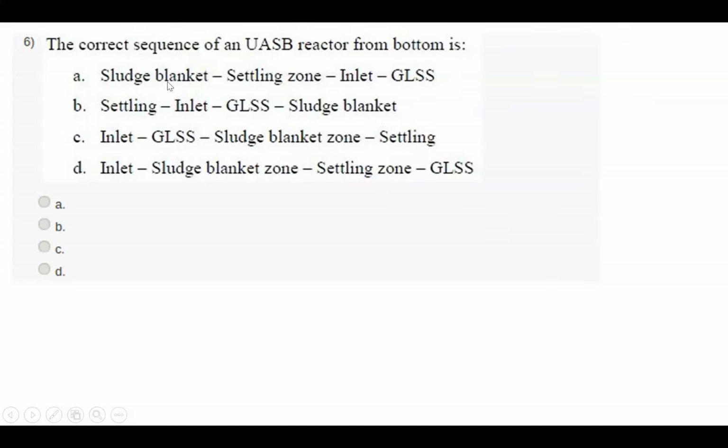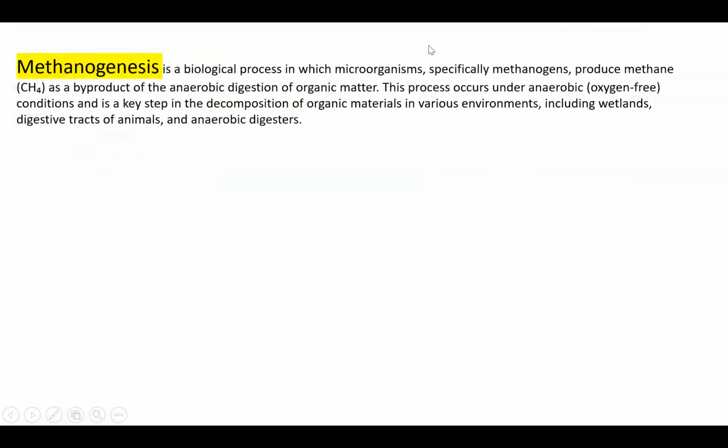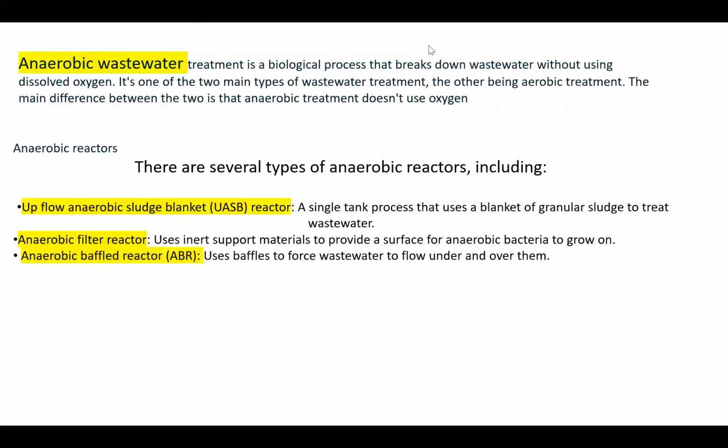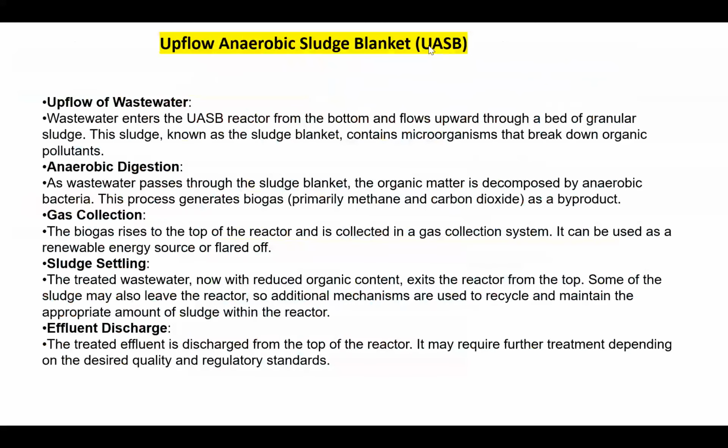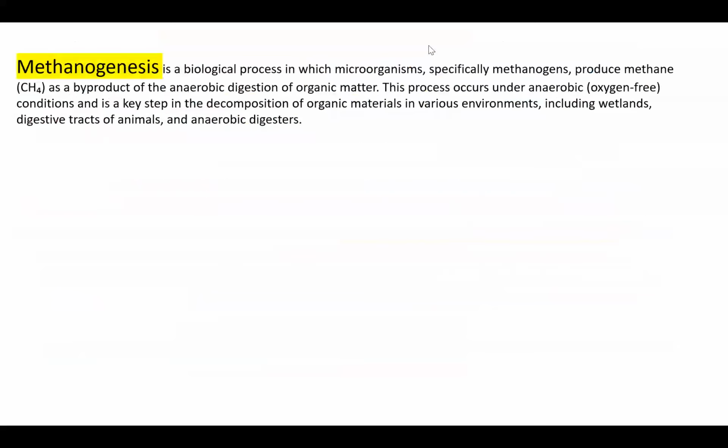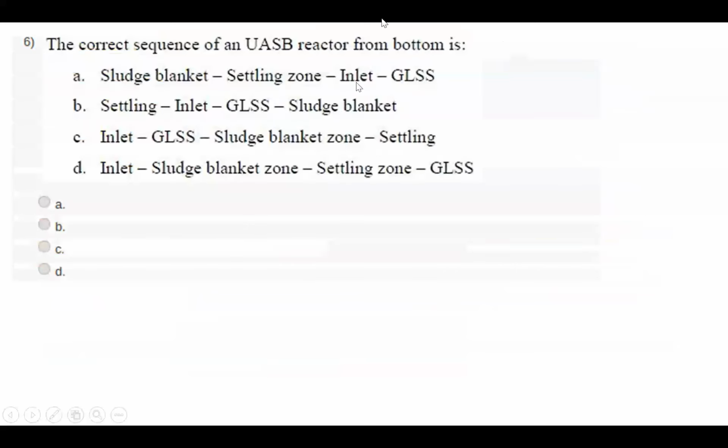Next, the correct sequence of a UASB reactor from the bottom. So what will be from the bottom? You understand the correct sequence of a UASB reactor from the bottom. That you have already seen. You have seen this picture, right? Now just tell me: the correct sequence of UASB reactor from the bottom.